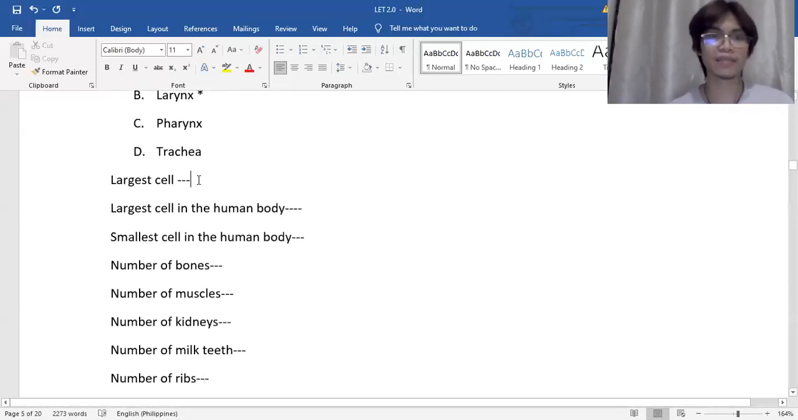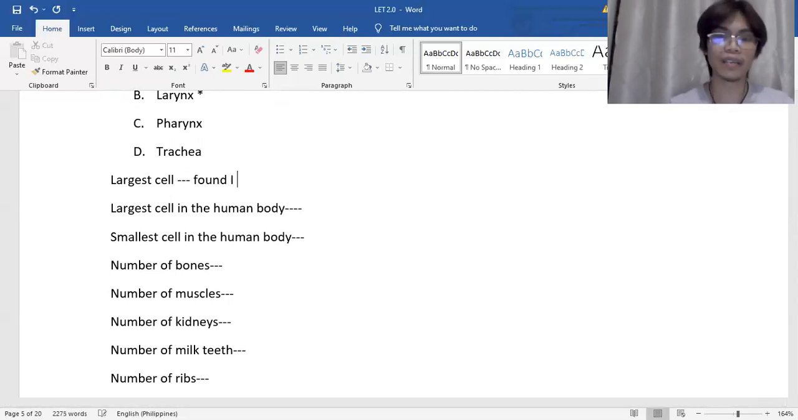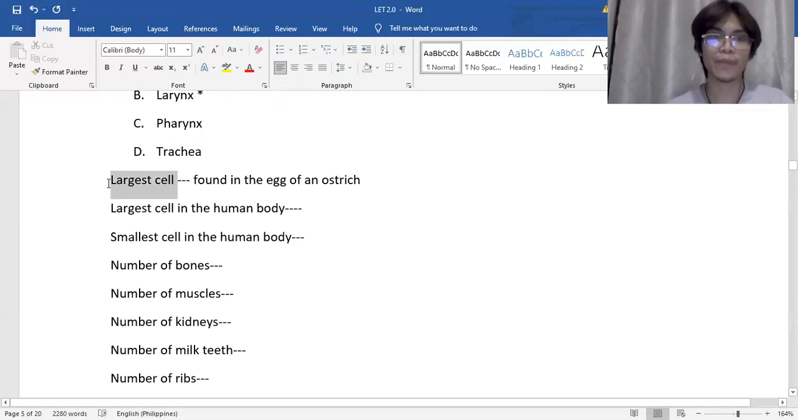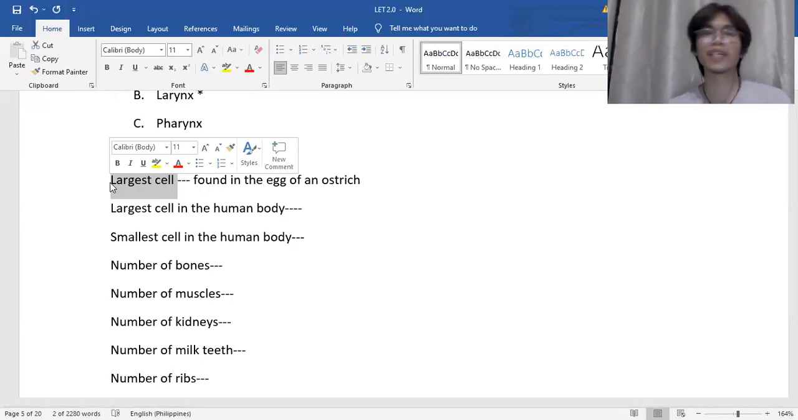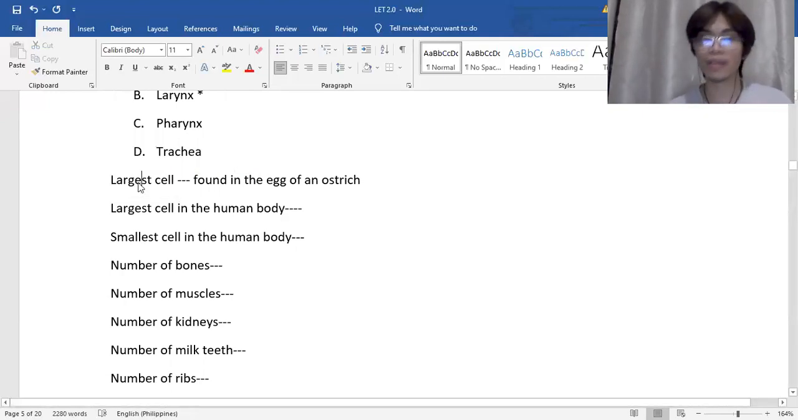Okay, let's take this. What is the largest cell? The largest cell is found in the egg of an ostrich. Take note, largest cell, it has no reference point. So when we say largest cell, it does not mean in the human body. It is not stated whether it is in the human body or as a whole. So let's take it as a whole. So the largest cell is found in the egg of an ostrich.